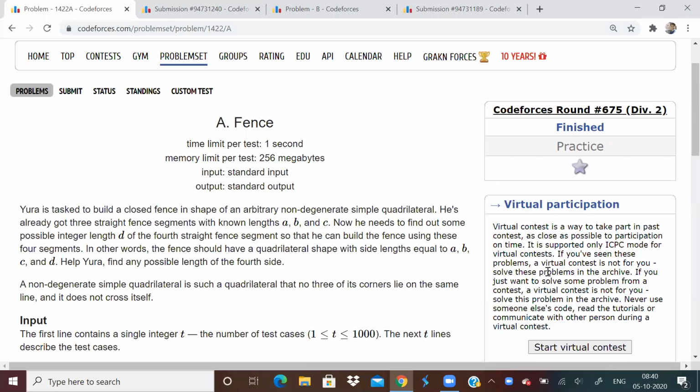Hi, yesterday Codeforces Round 675 was held. Let us discuss problems A and B.